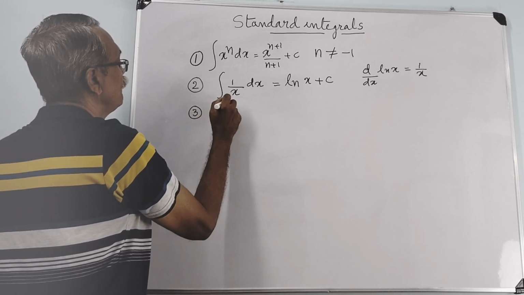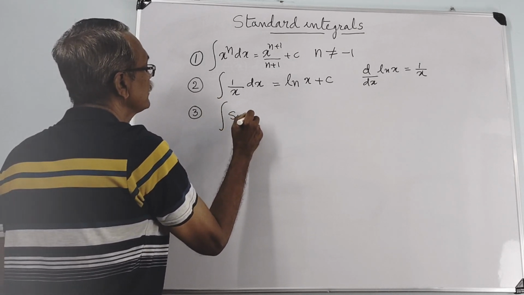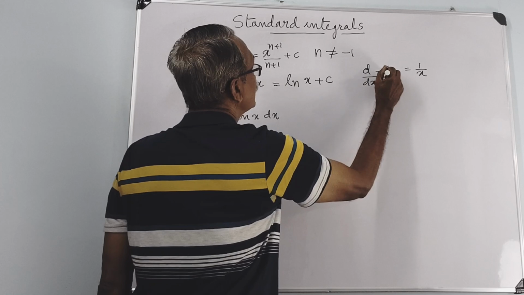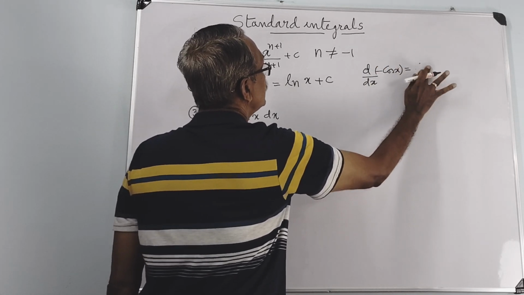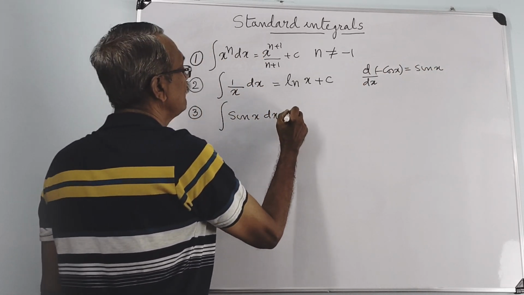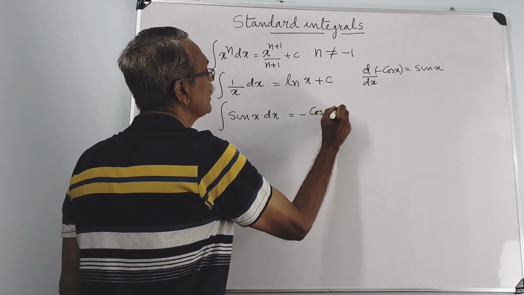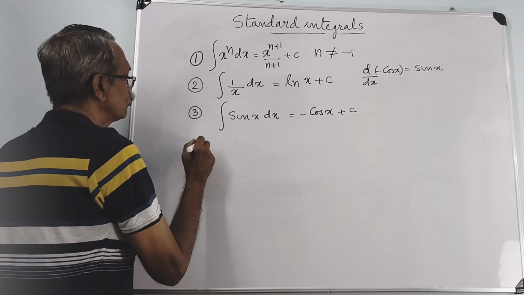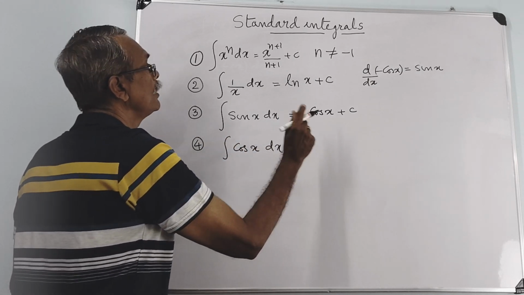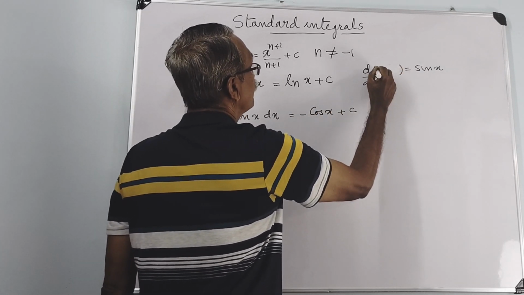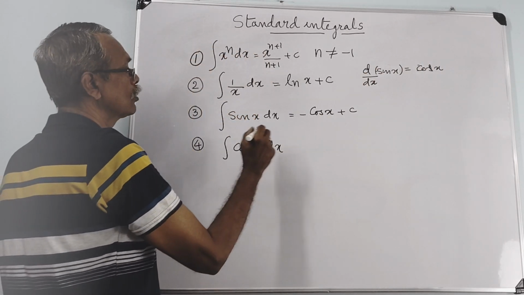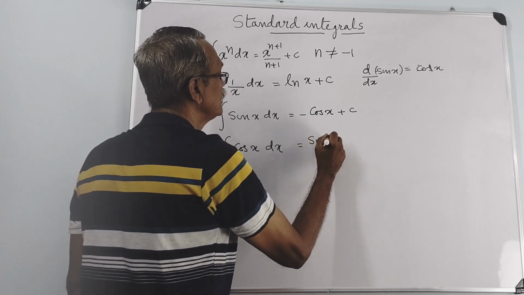Third one, we have integral sin x dx. We know that d by dx of minus cos x is sin x. Therefore, the integral of sin x will be equal to minus cos x plus c. Fourth one, integral cos x dx. We know that the derivative of sin x is cos x. Therefore, integral cos x dx is equal to sin x plus c.